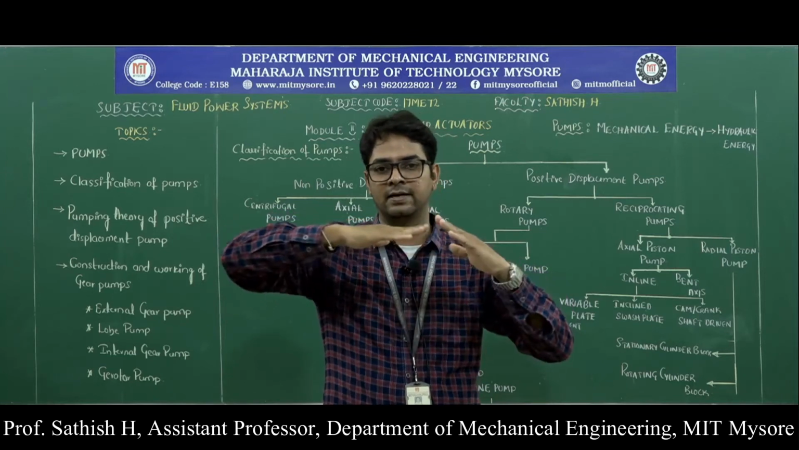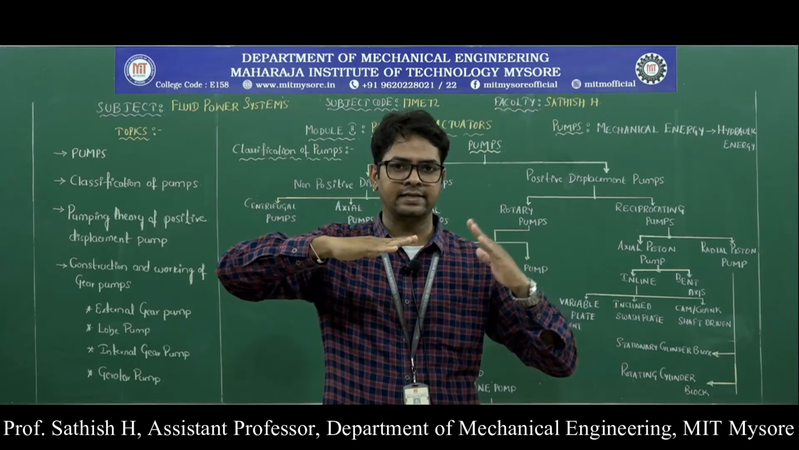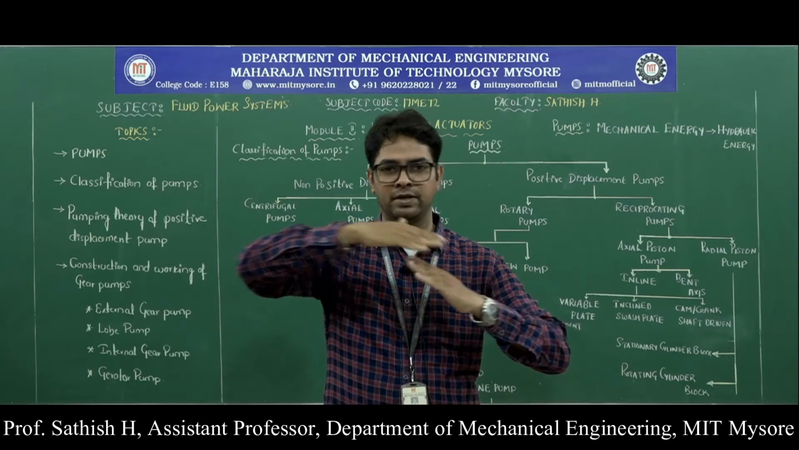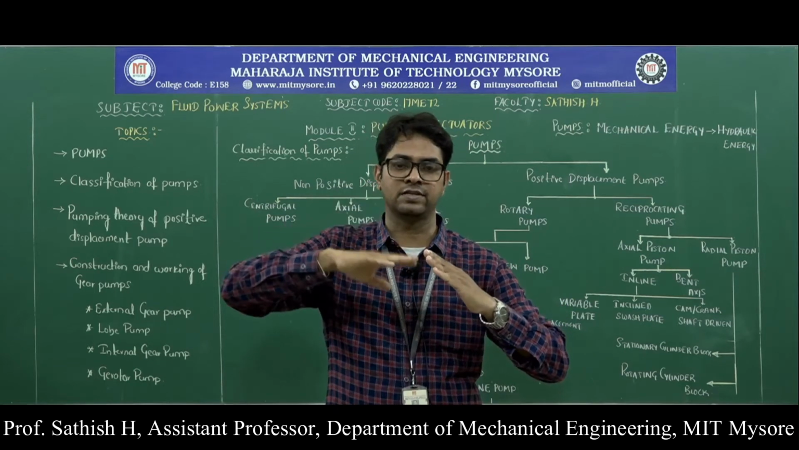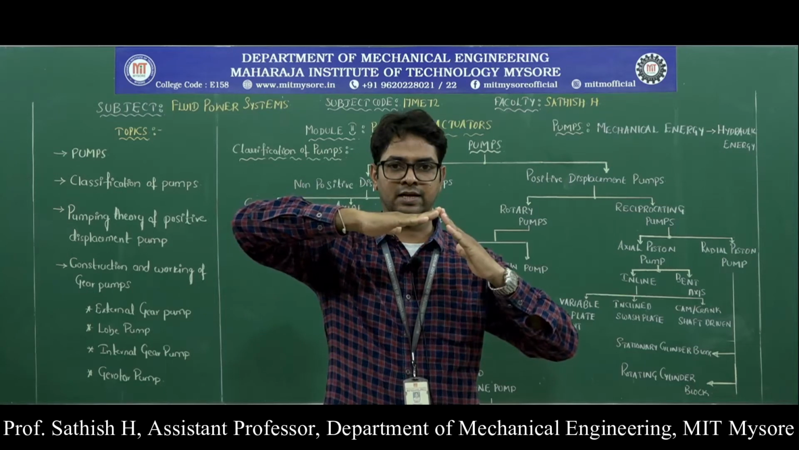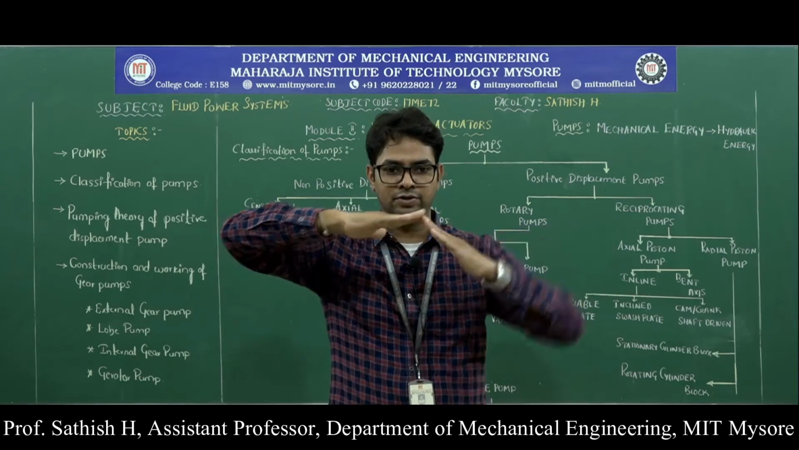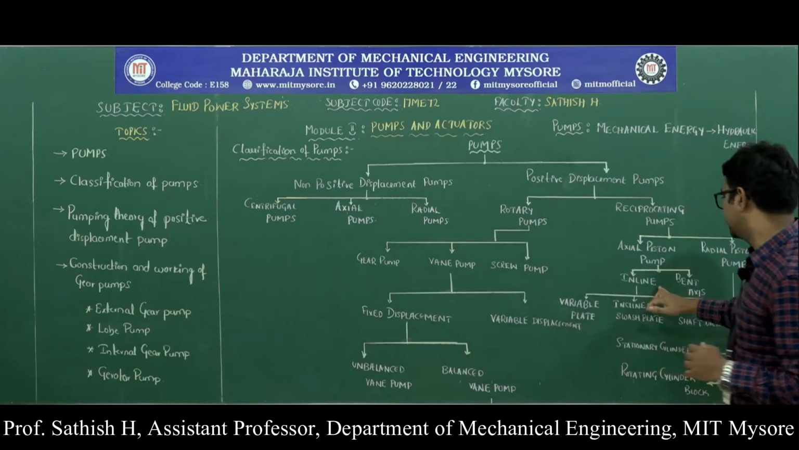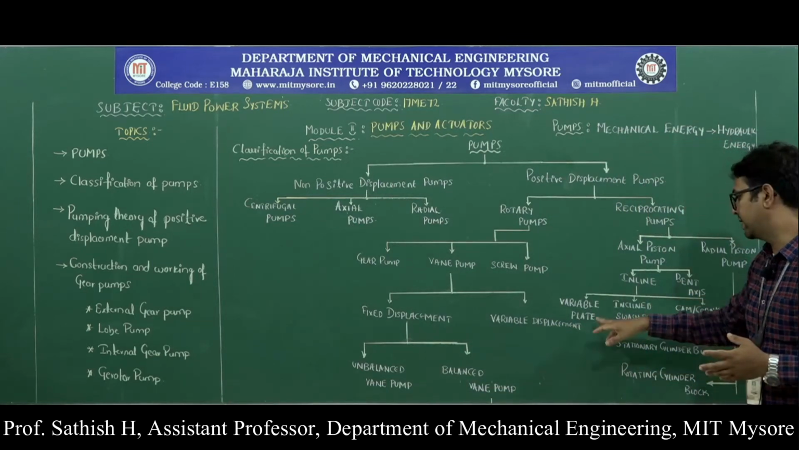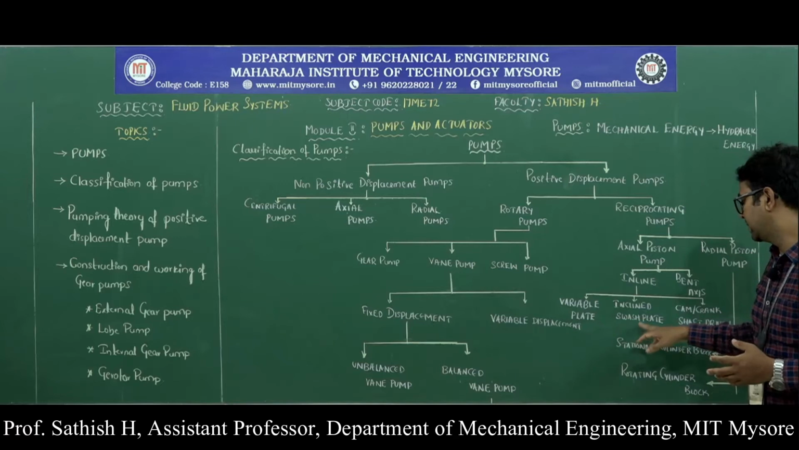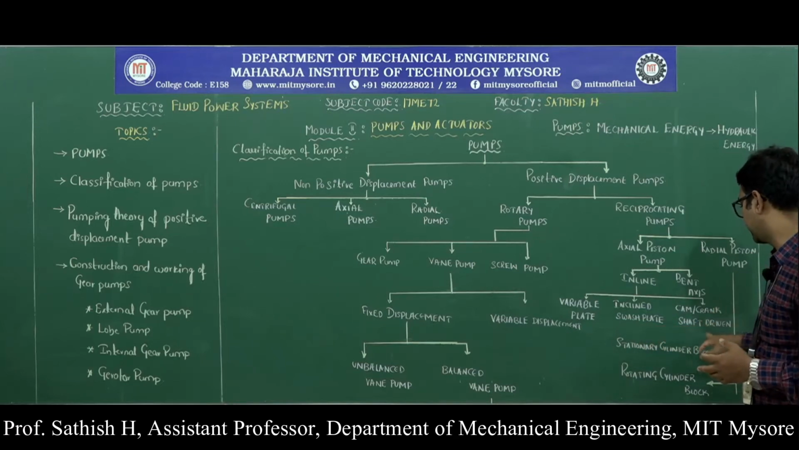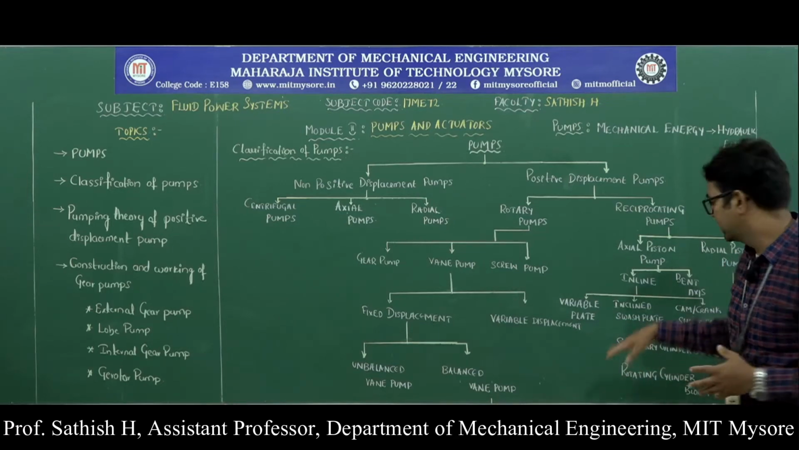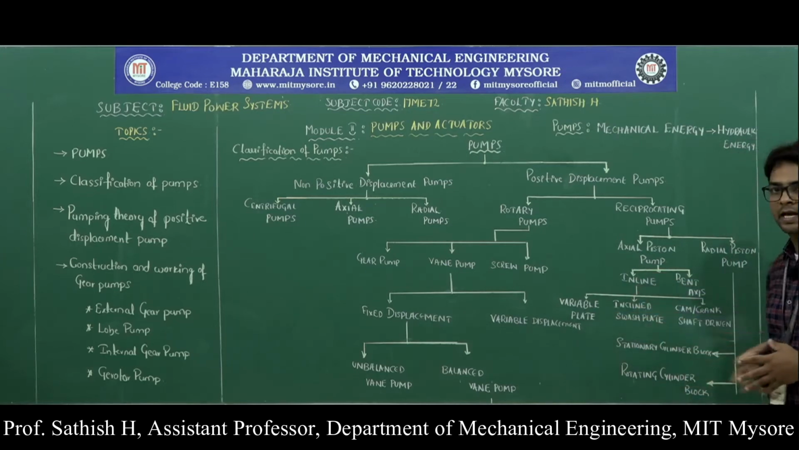If I take this hand as the driving shaft axis, and this hand as the inclined position, which is the axis of the cylinder and piston, they are something like this. They are not in a parallel position, whereas they are in an inclined position. The inline pumps are again classified as variable plate, inclined swash plate, and cam and shaft driven. These are the types of inline pumps.